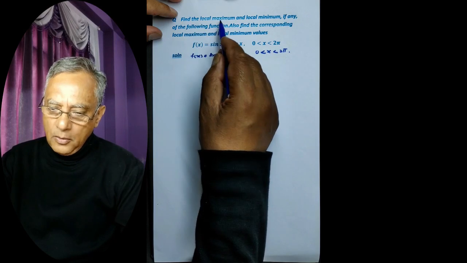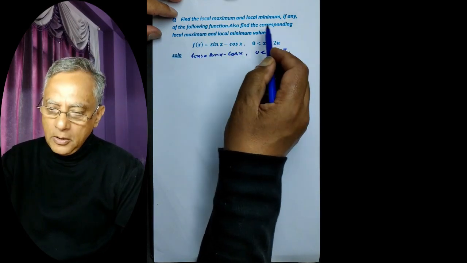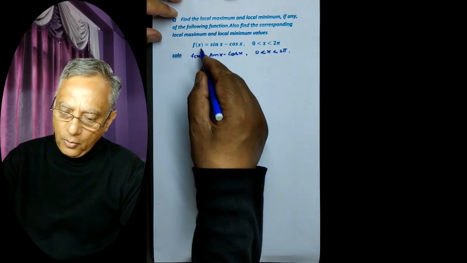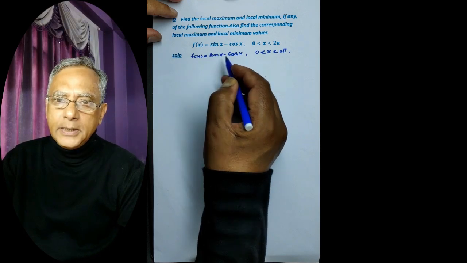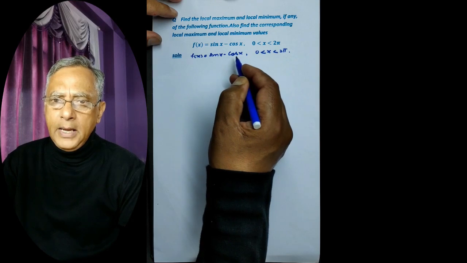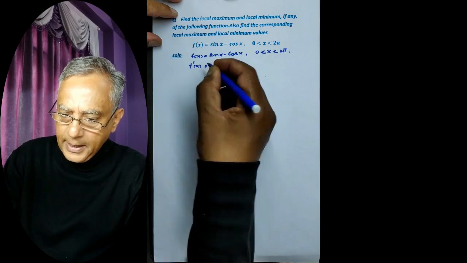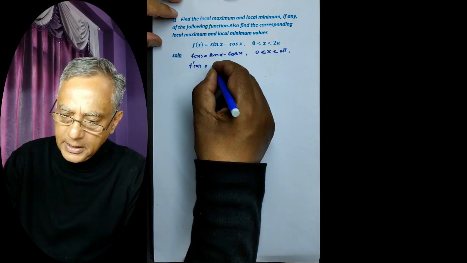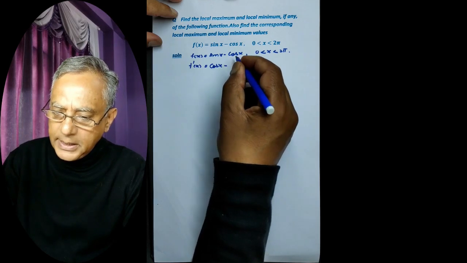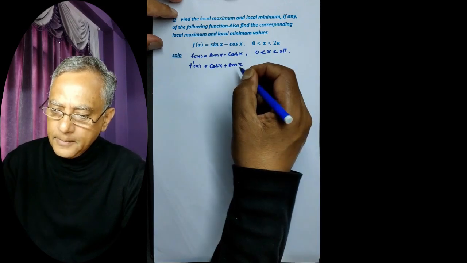The next problem is: find the local maximum and local minimum, if any, of the following function. Also find the corresponding local maximum and local minimum values. Now we are given f x equal to this much, and we have to find the points of local minimum and local maximum and the corresponding values. Now what we do is we first find f dash x. f dash x: differentiate sin x. Differentiation of sin x is cos x, and differentiation of cos x is minus sin x. So this will be cos x plus sin x.